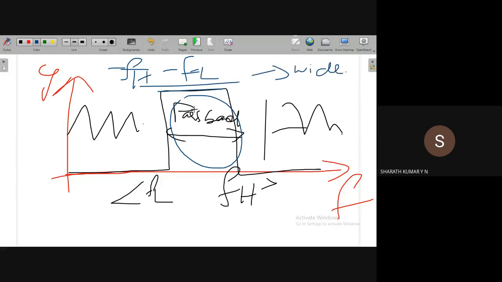A narrow band pass filter is the other case. The pass band is very narrow. FH and FL are very close, so the pass band is very small. Based on this, we can have a wide band pass filter or a narrow band pass filter.